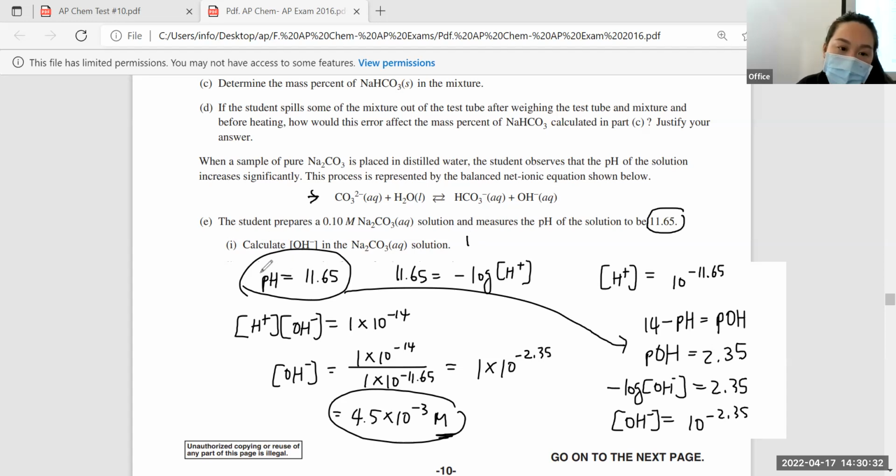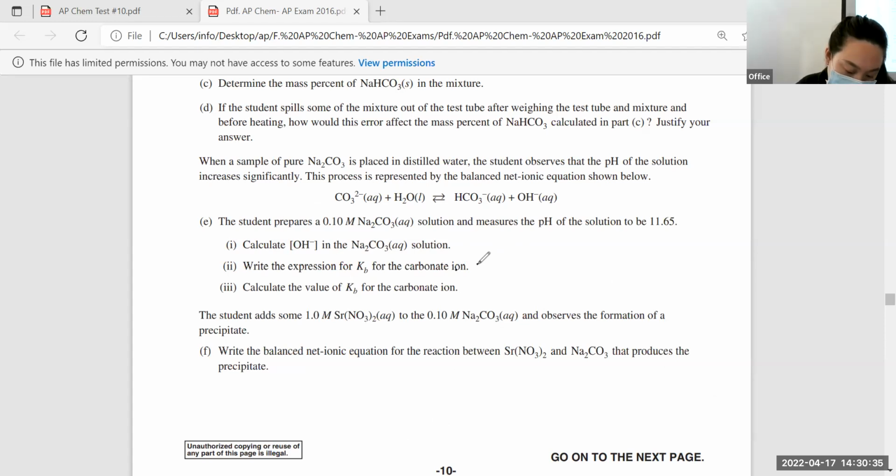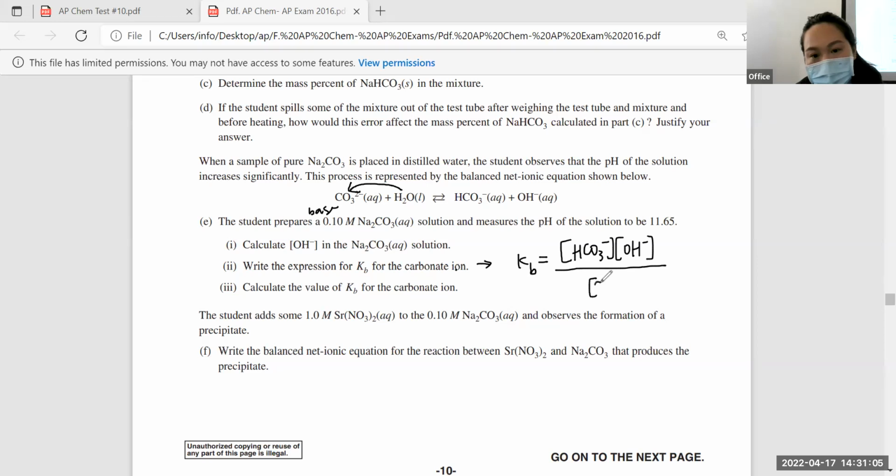Okay, part 2. Write the expression for Kb. First, what you want to do is make sure that this is a base reaction. Carbonate accepts a proton, so it is a base reaction, and we can write Kb. If it's an acid dissociation reaction, can you use Kb? No, so make sure what you're doing. So this is the concentration of HCO3 minus times OH minus divided by CO3 2 minus. 1 point.